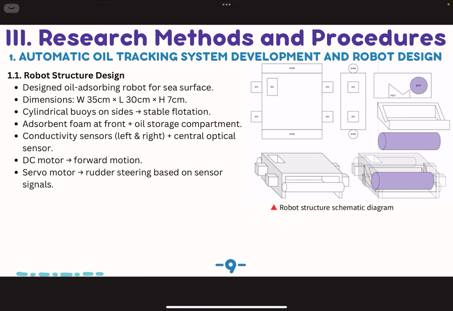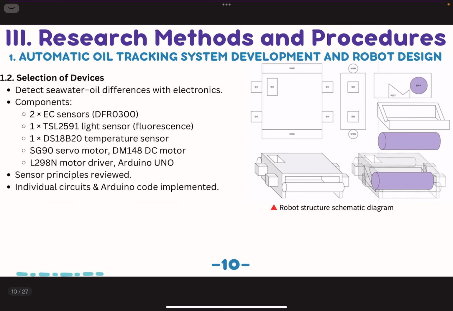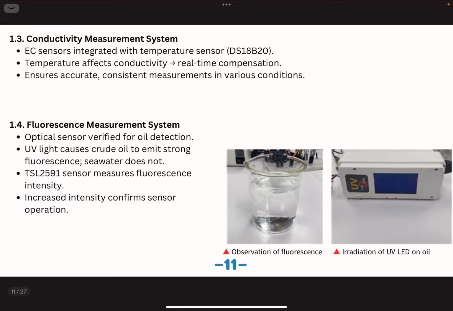Our surface robot is 35, 30, and 7 cm, has side buoys for floating, oil-absorbing foam at the front, a storage compartment, and sensors plus motors for control. We used two EC sensors, a light sensor, a temperature sensor, a servo, a DC motor, an L298N driver, and an Arduino Uno to build the sensing and driving system.